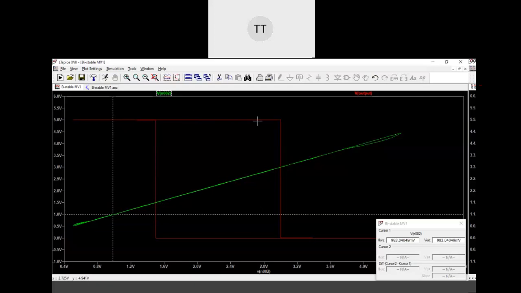Of course, there are no arrow marks. Arrow marks we need to write by ourselves. You can see when the input exceeds 3 volt, this is 3, more than 3, the output goes to 0. Anything less than 1.5, the output goes high.